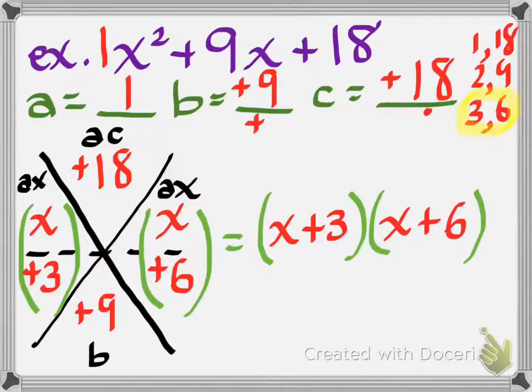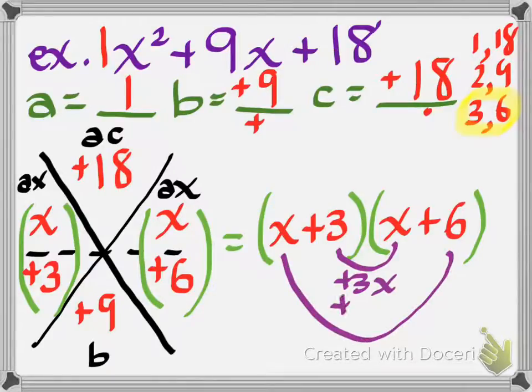If you want to do the shortcut version to check your factors, this is what I call my smiley face check. My inside is a positive 3x, my outside is a positive 6x. So it's kind of like we've got our nose, I've got my eyes, and I have my smiley face right there. And since I have a 9x right here, that gives me my middle term, which is exactly what I want.